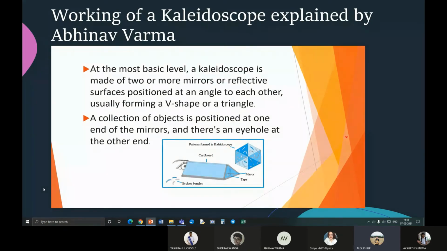Alright, so at the most basic level, a kaleidoscope is made up of two or more mirrors or reflective surfaces positioned at an angle to each other, usually forming a V shape or a triangle. A collection of objects is positioned at one end of the mirrors and there's an eye hole at the other end. So this is the diagram of a kaleidoscope where this is the eye hole where you place your eye, and the other end of the kaleidoscope is called the object chamber, where you would normally place shiny objects such as broken bangles or other objects of your choice, and then you end up with patterns which are formed inside the kaleidoscope.